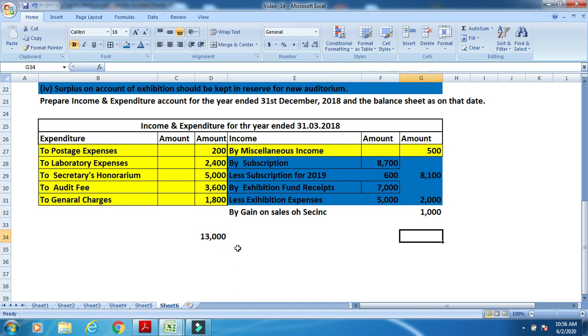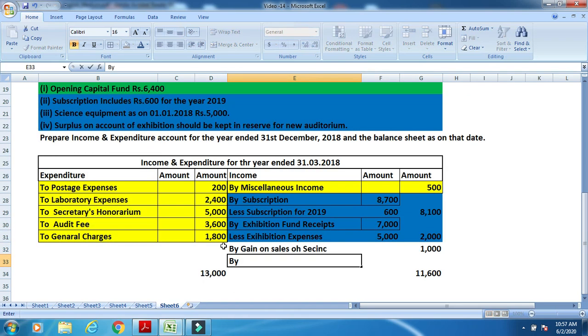The total of income: 500 plus 8,100 plus 2,000 plus 1,000 plus 1,000, which is 11,600. Here, expenditure is over income. Expenditure over income is called a deficit. Here it would be mentioned as by deficit.